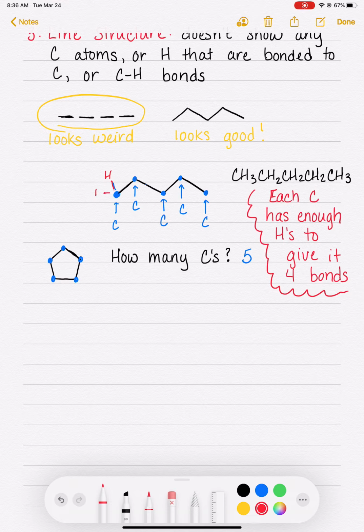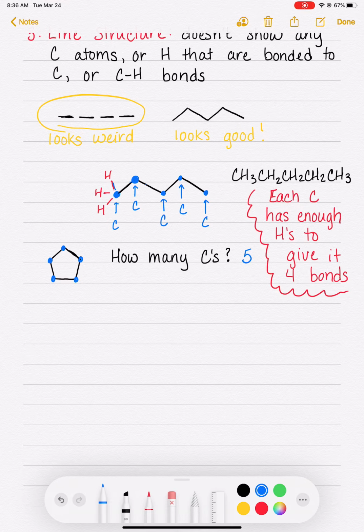1, 2, 3. In order for that carbon to have a total of 4 bonds, there must be 3 bonds to hydrogen. Let's keep practicing that. So next carbon over, this guy right here. How many bonds can we see?